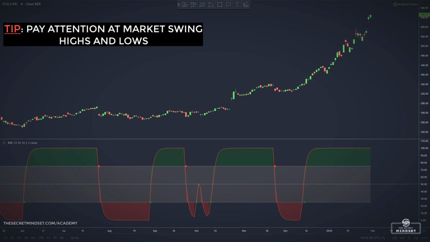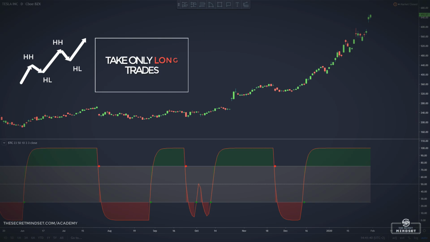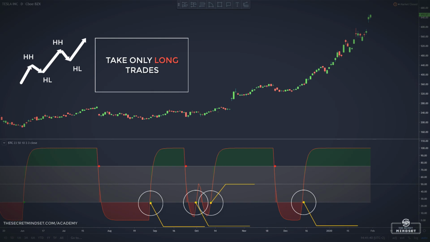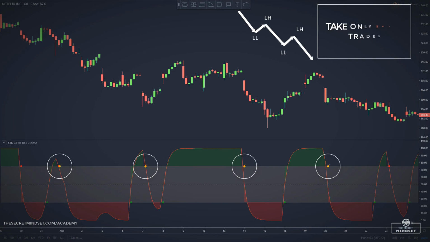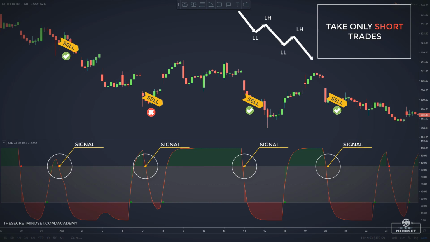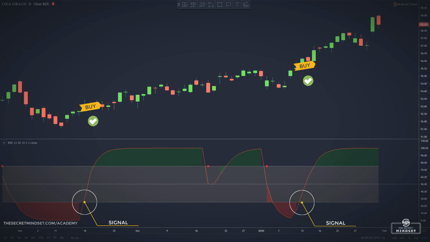Looking at this Tesla chart, we can first apply the trend filter, in this case an uptrend, and look to take only buy signals when the indicator breaches 25. We had some decent signals just by paying attention to the main trend. The same for a downtrend. We have lower lows and lower highs, so we take only short signals when the STC crosses below the 75 level. Here are a few trade examples using the Schaff Trend Cycle indicator.